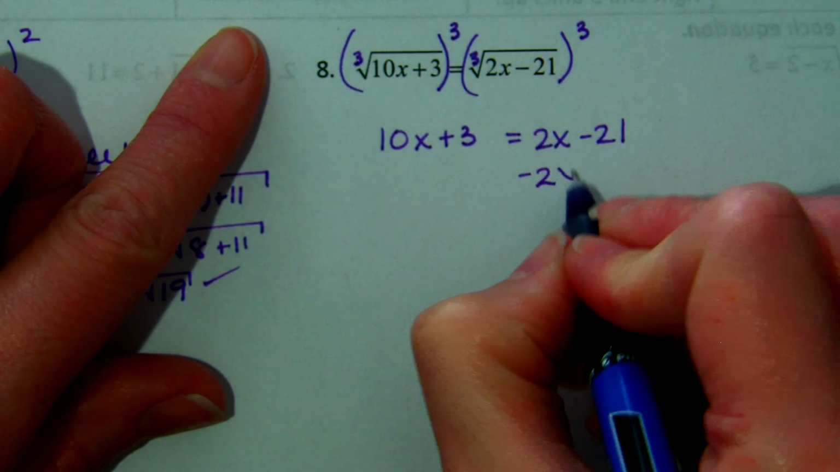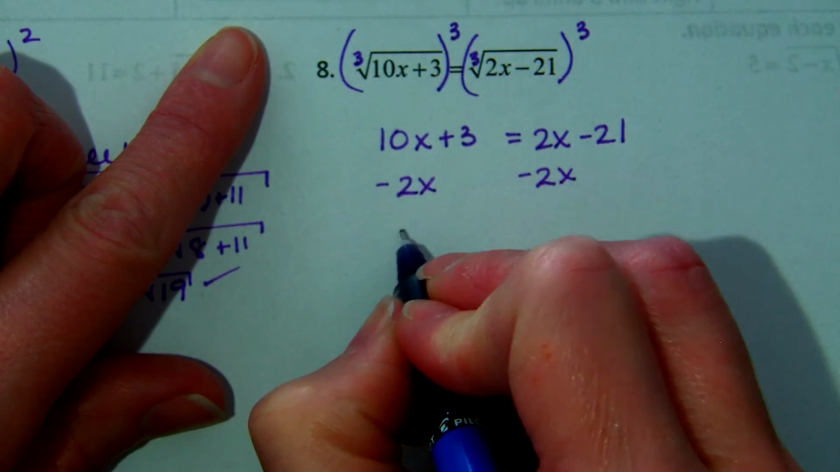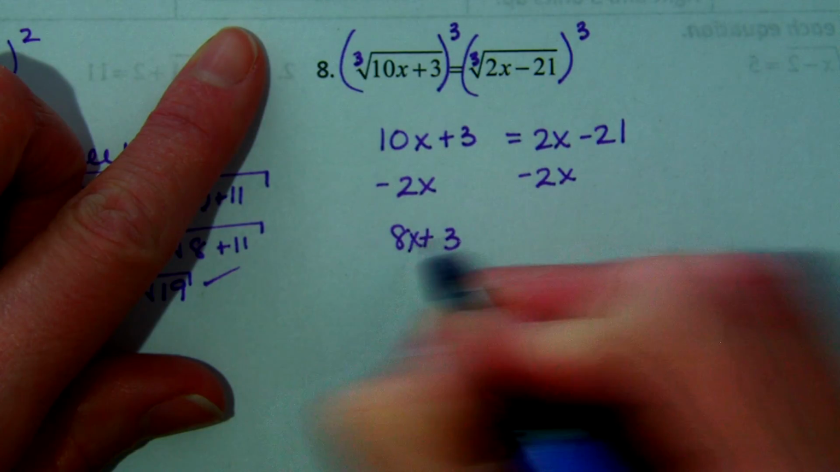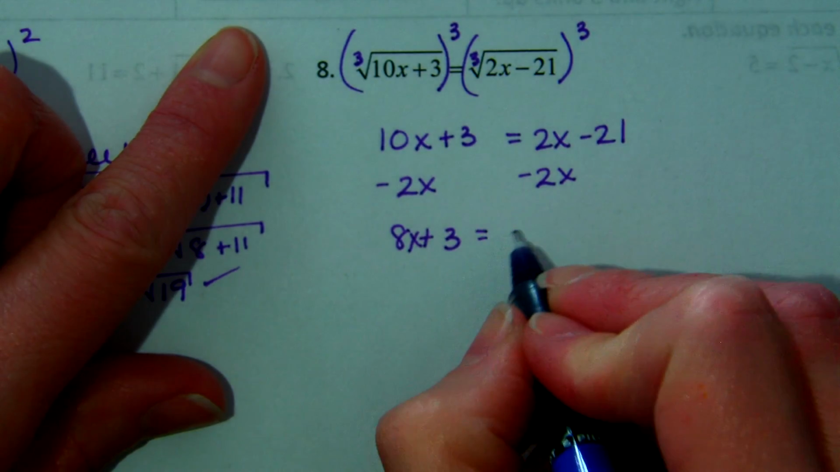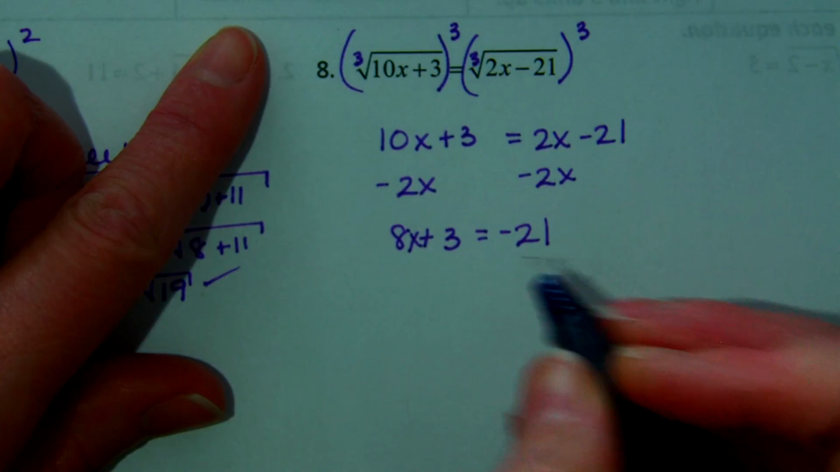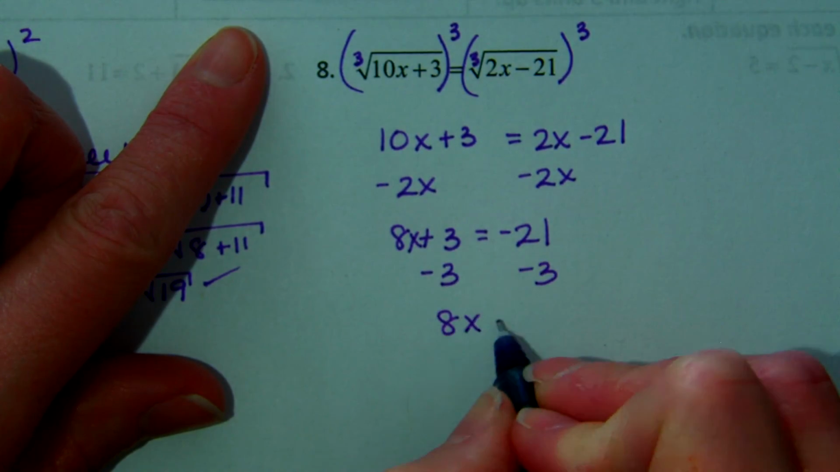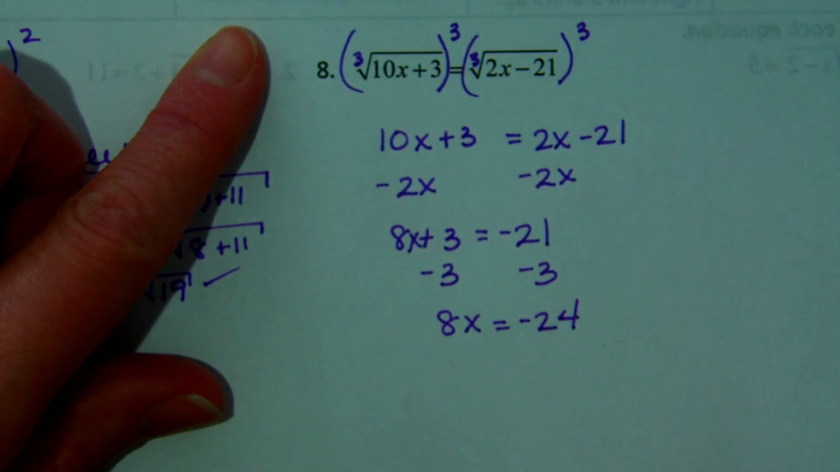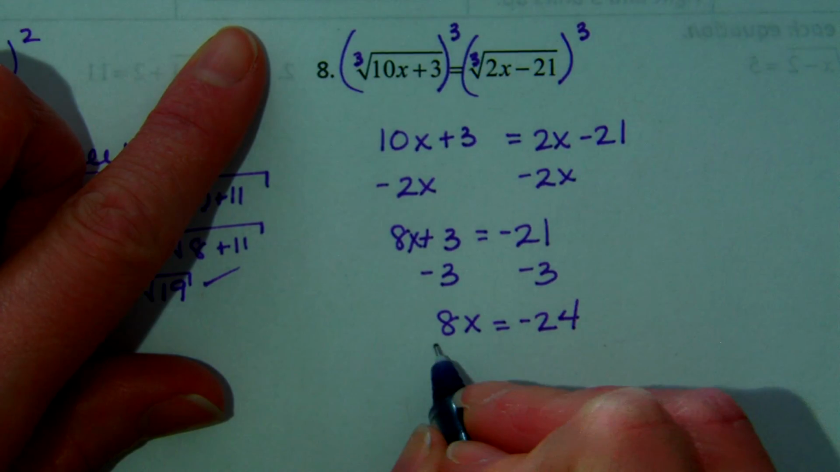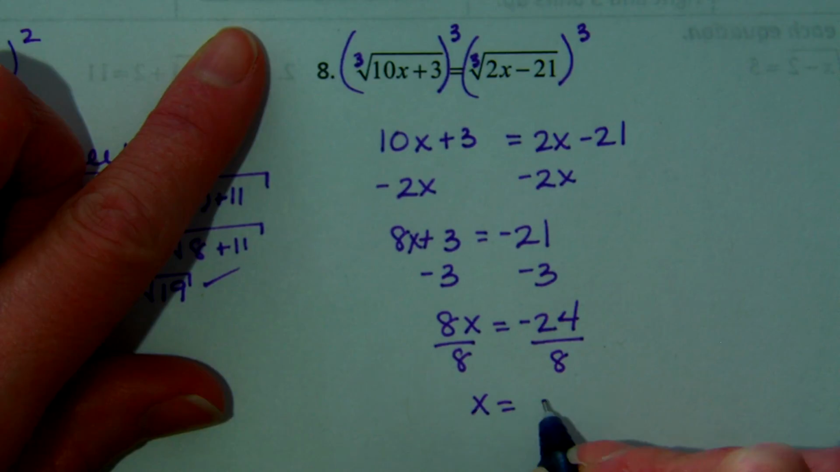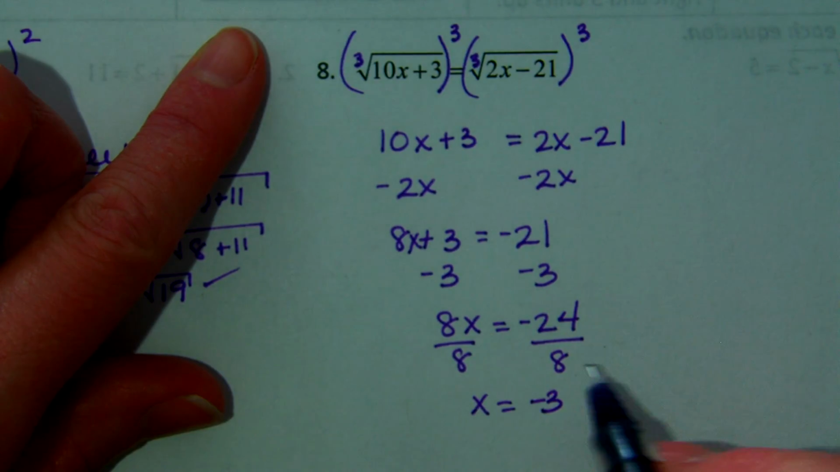Solve for x, so I subtract 2x from both sides. I get 8x plus 3, sorry guys, is equal to negative 21. Subtract 3. I get 8x is equal to negative 24. Divide by 8. I get x is equal to negative 3.